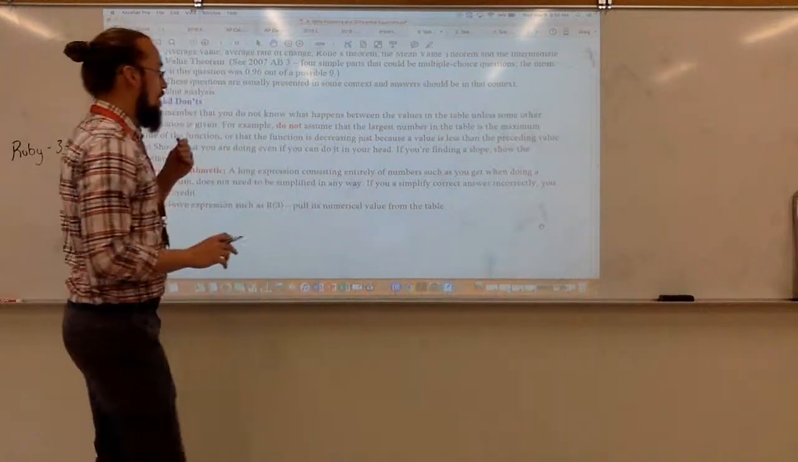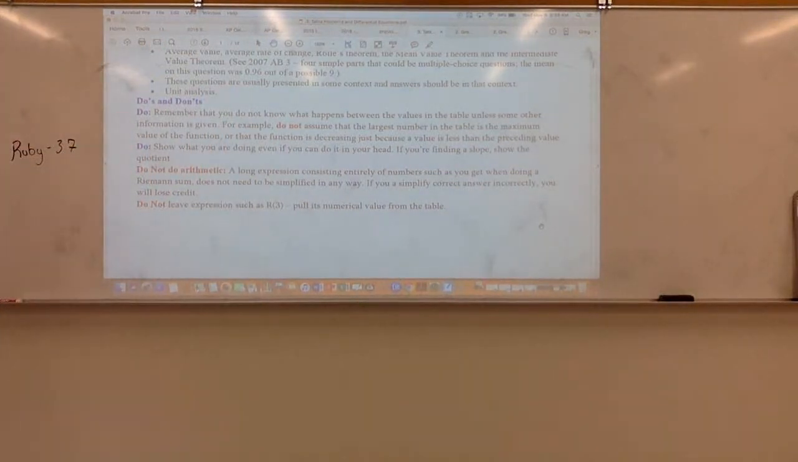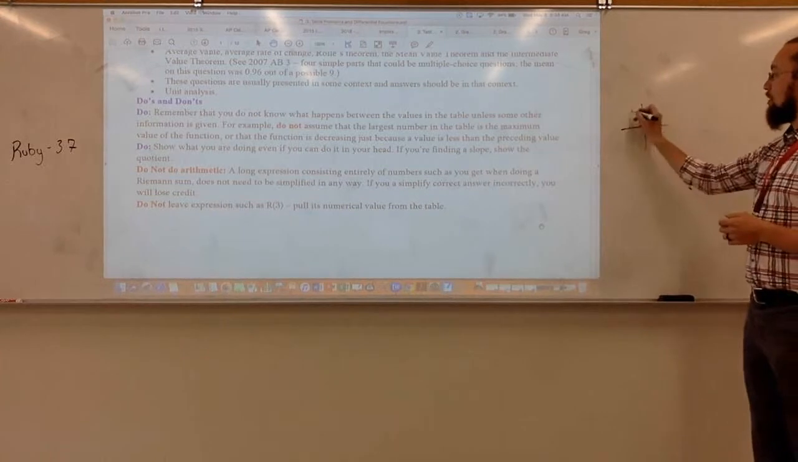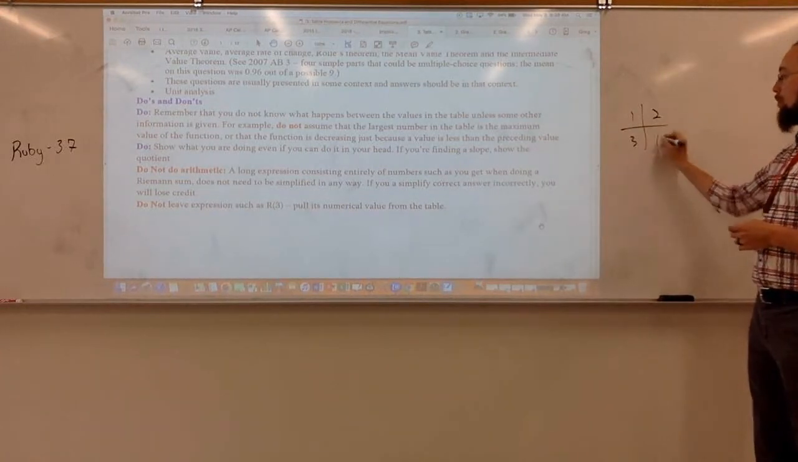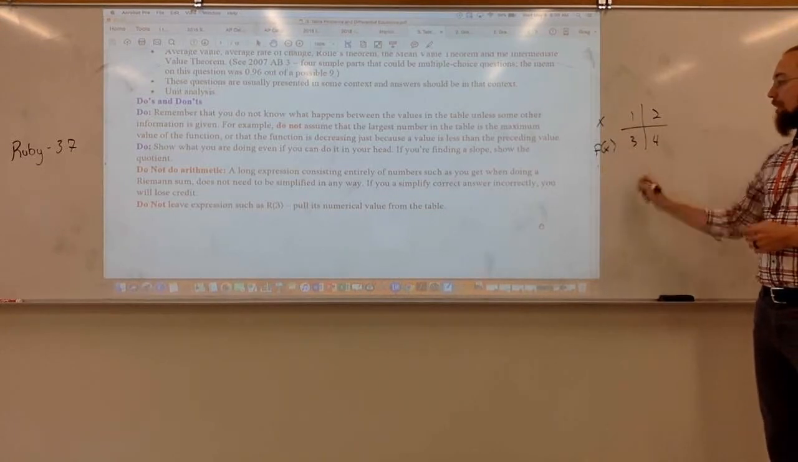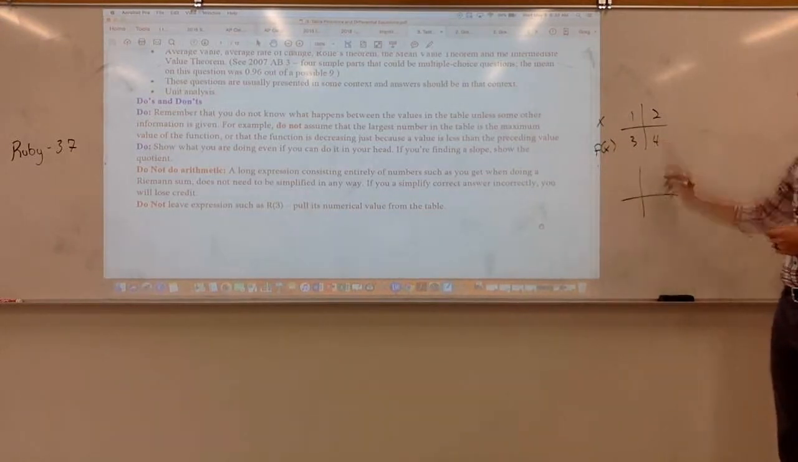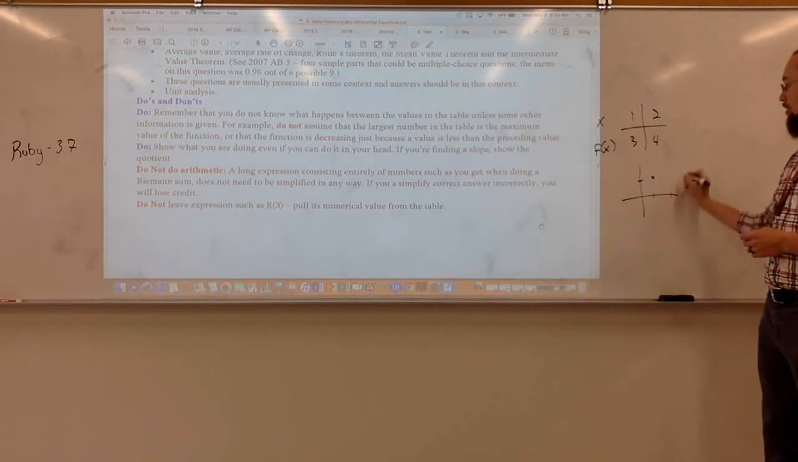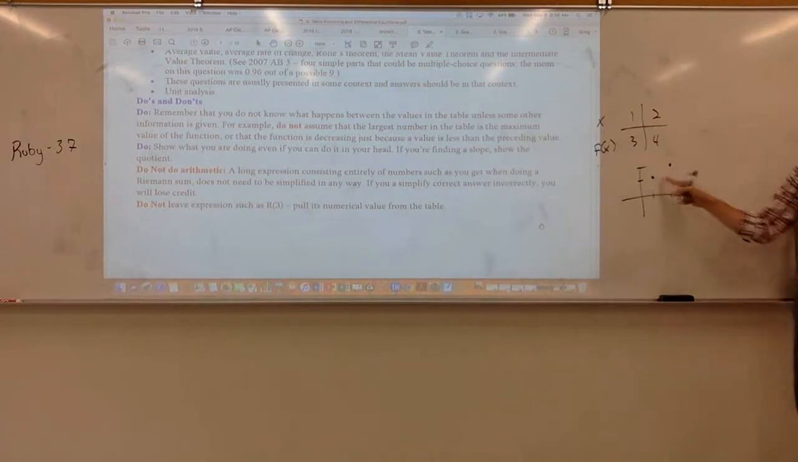So, do remember that we do not know what happens between values in a table. For example, if we've got something that goes from 1 to 2 and 3 to 4, so this is my x, f of x. We know that we've got the point (1, 3) on the graph, and the point (2, 4) on the graph. I have no idea what happens in between those two coordinate points.